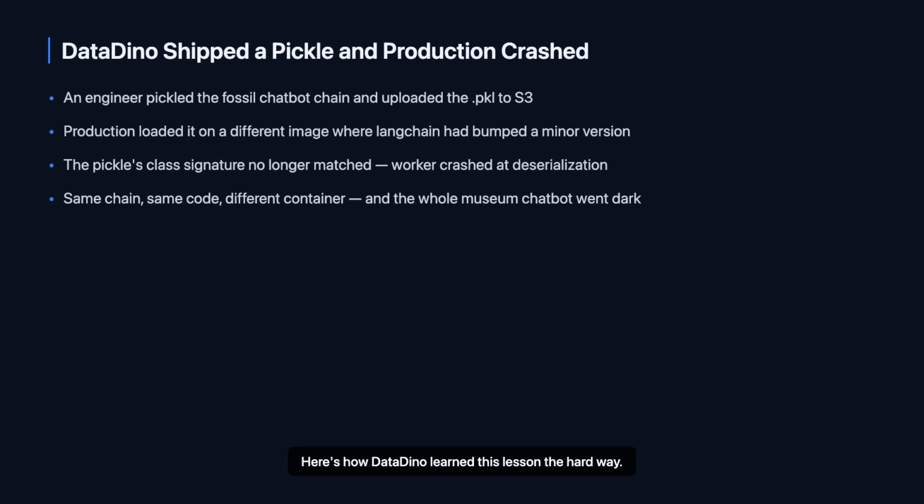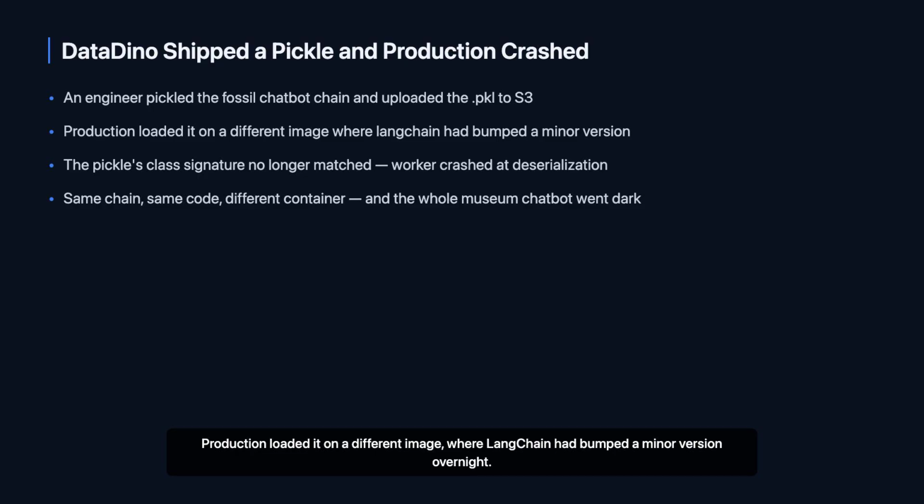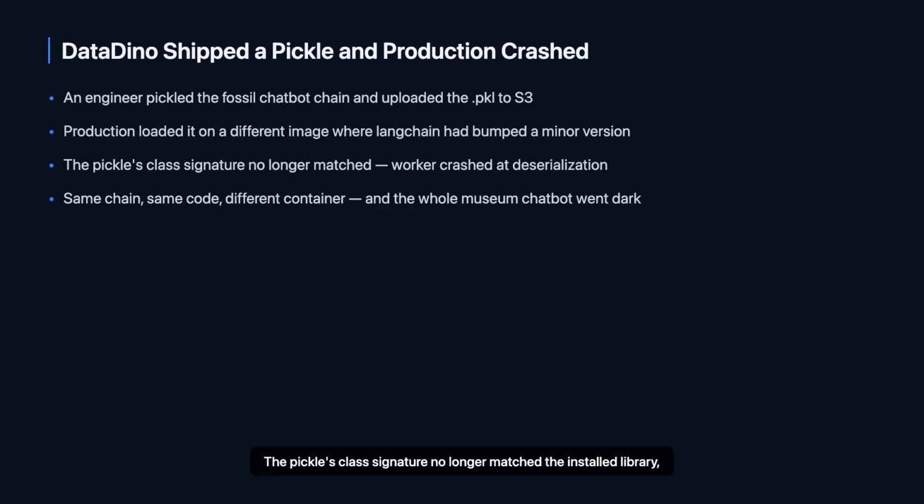Here's how DataDino learned this lesson the hard way. An engineer took the fossil chatbot chain, called pickle.dump on it, and uploaded the resulting file to S3. Production loaded it on a different image, where LangChain had bumped a minor version overnight. The pickle's class signature no longer matched the installed library, and the worker crashed at deserialization. Same chain, same code, different container, and the whole museum chatbot went dark. The fix wasn't more engineering, it was deleting the pickle and using the canonical Databricks path instead.